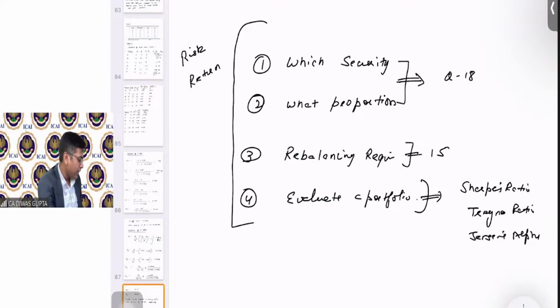So let me take up the last topic, which is the arbitrage pricing theory, which we also call it as APT. So we will not attempt any question on this, but I will just tell you what is the broad meaning here.